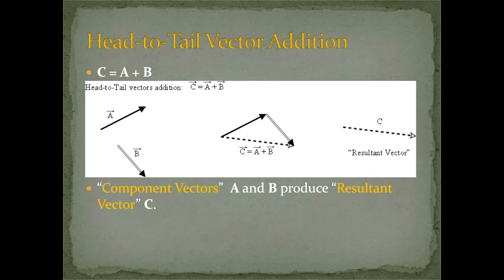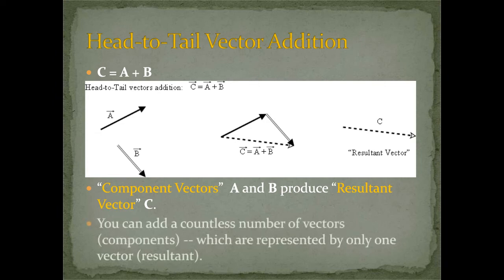Now I could say that A and B are component vectors, but usually when we use the word component vectors, we're talking about the x and y components. I'm using this term loosely here just to explain this. And then the answer would be the resultant vector. But typically we use the word component when we're talking about x and y components. So we can add countless vectors this way, tip to tail or head to tail.